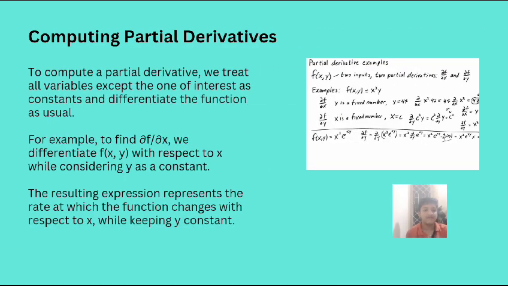Computing partial derivatives. To compute a partial derivative, we treat all variables except the one of interest as constants and differentiate the function as usual. For example, to find del f by del x, we differentiate f of x, y with respect to x while considering y as a constant. The resulting expression represents the rate at which the function changes with respect to x while keeping y constant.